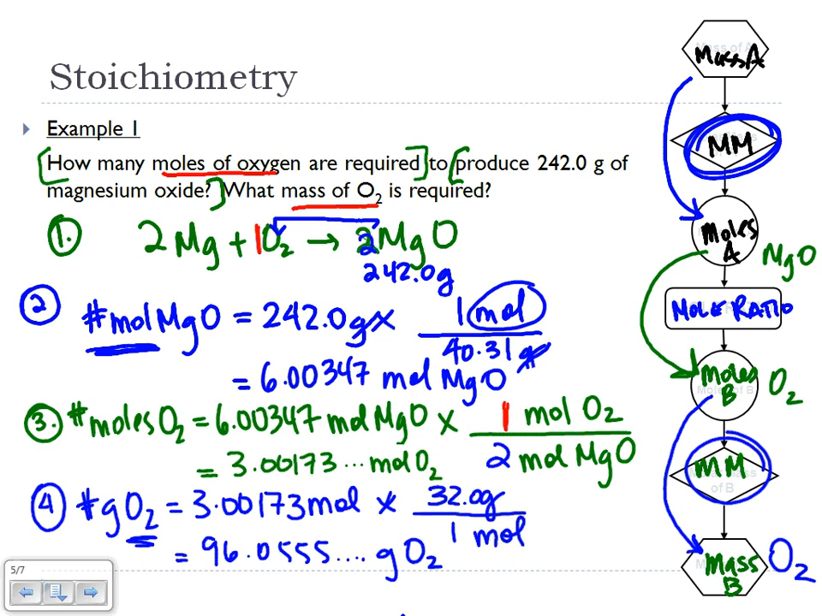Okay, so here in the question I had 4, and in every other step I had at least 4. Here I used 32.0, so I should actually round it to 96.1 grams of O2. So if I burn 96.1 grams of O2 and react it with enough magnesium, I should make 242 grams of magnesium oxide.